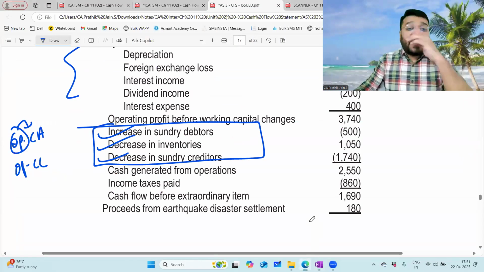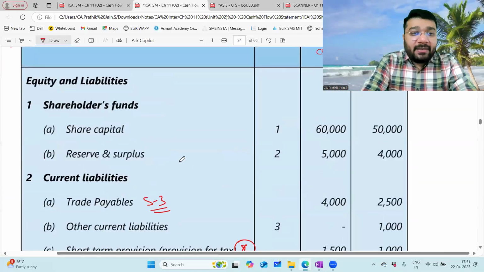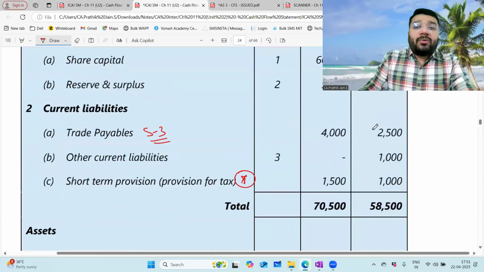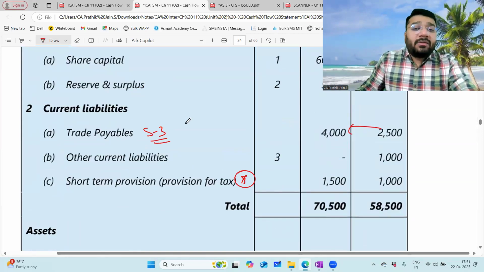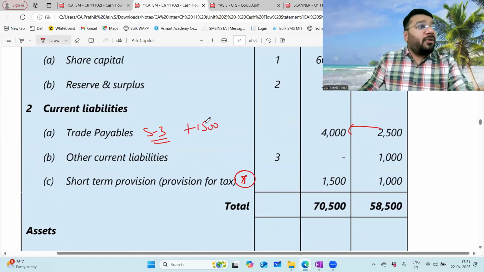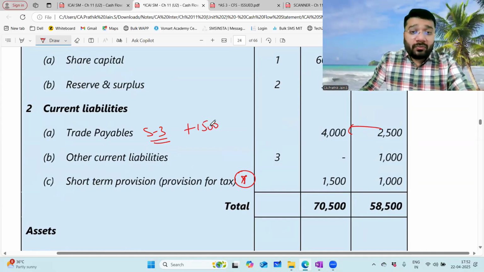Can we first identify those items first? If I talk about here, segment 3, we have marked trade payable. From 2,500 it became 4,000. How much? Increase in current liability by 1,500. So add 1,500. Logic, you are clear, no? Or do you want me to explain one more time? Because every time if I explain the logic, it will be a waste of time. In that case, I can do one extra question and go.